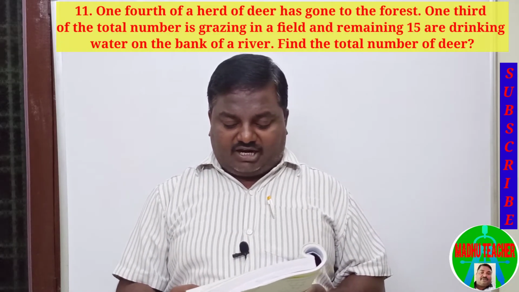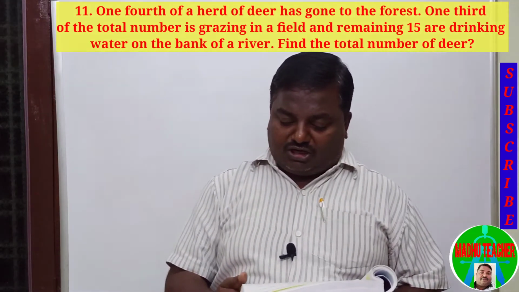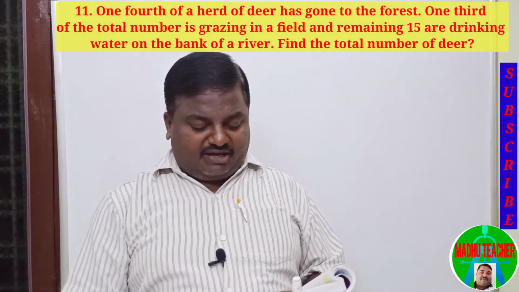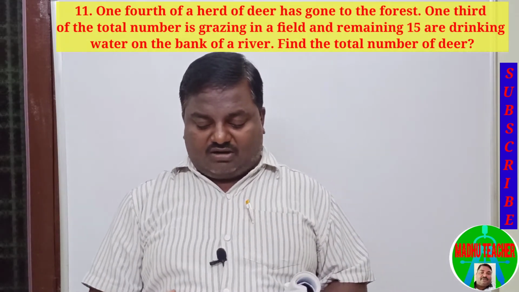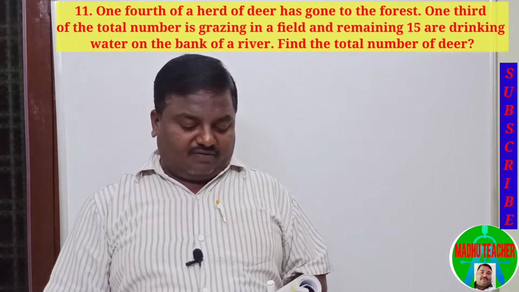Next question is the 11th one. 1/4 of a head of deer has gone to the forest. 1/3 of the total number is grazing in the field and remaining 15 are drinking water on the bank of a river. Find the total number of deer.